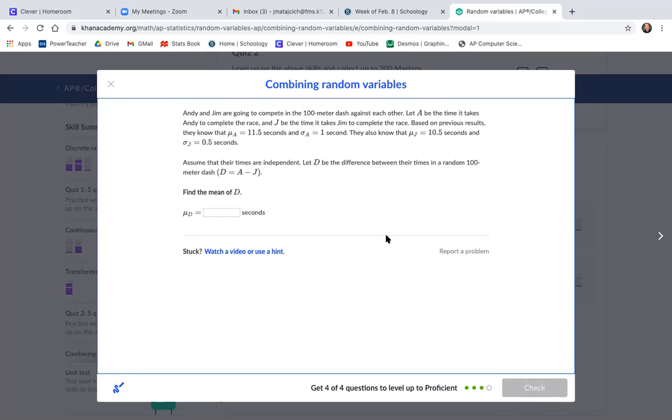This time, Andy and Jim are going to compete in a 100-meter dash against each other. A is the time it takes for Andy to complete the race, while J is the time it takes Jim to complete the race. Based on some previous results, we know that the mean for A is 11.5, standard deviation 1. The mean time for Jim is 10.5 seconds, and his standard deviation 0.5 seconds. Assume that their times are independent. That would be important for standard deviation.